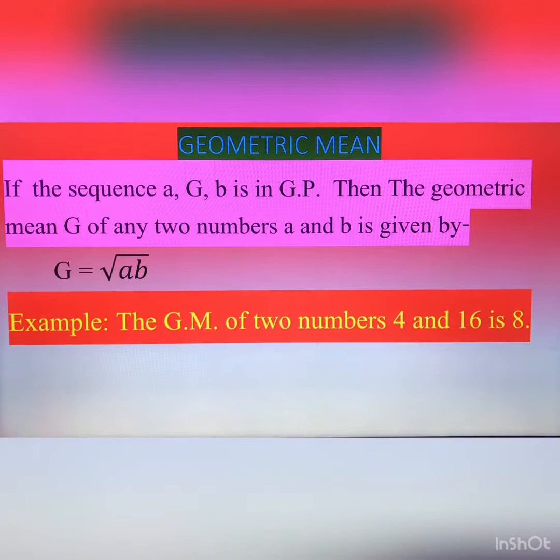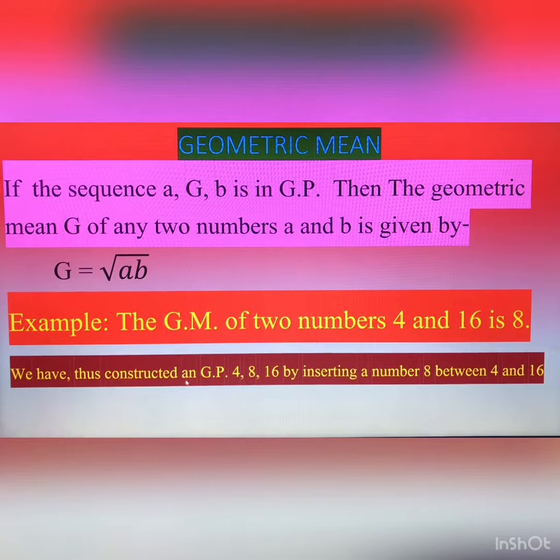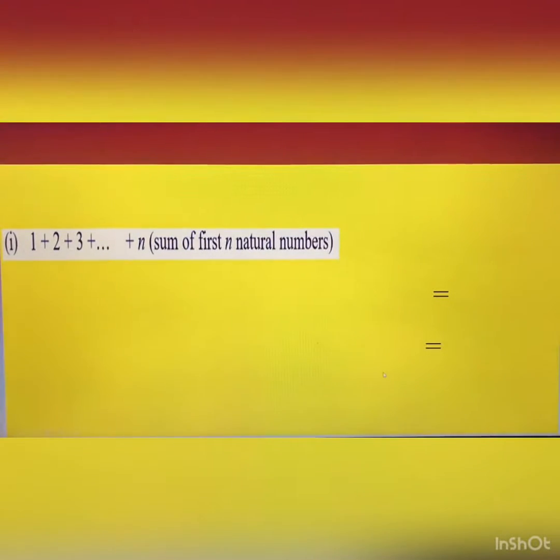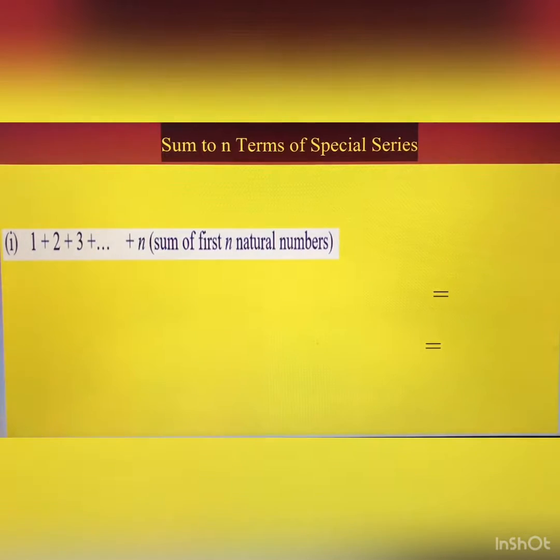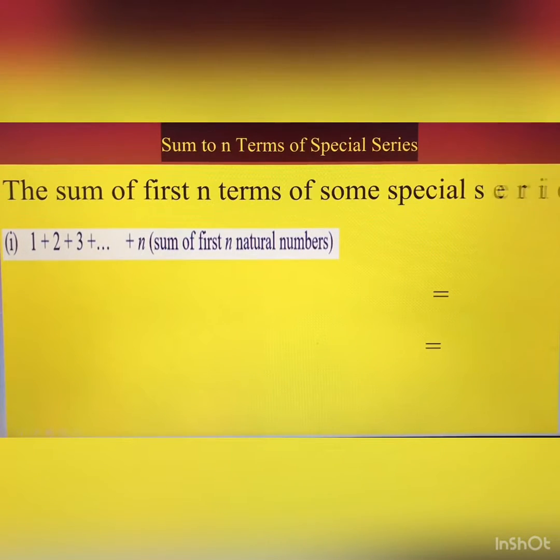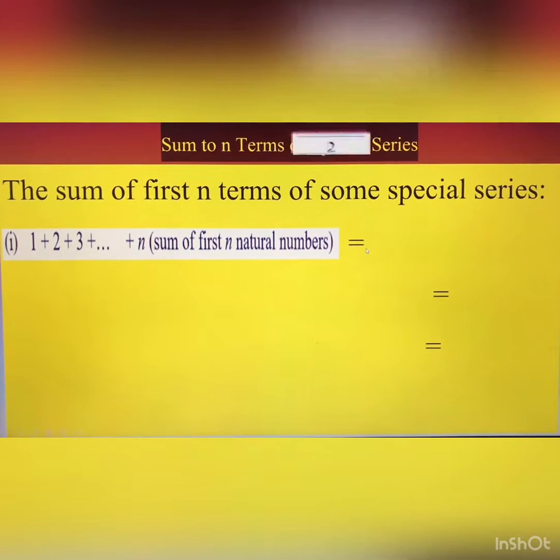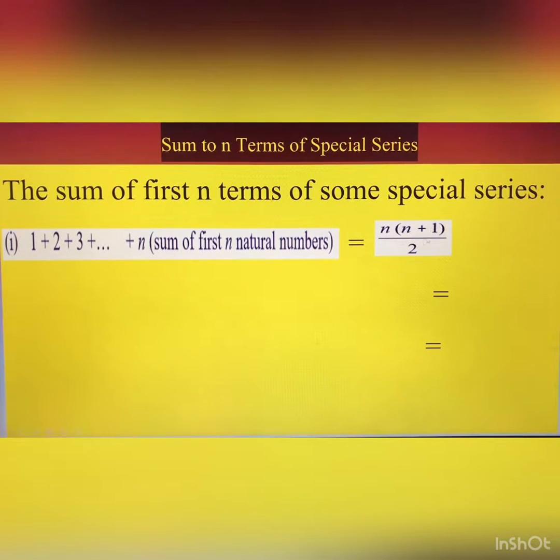Let us understand with an example. The GM of 2 numbers 4 and 16 is 8. Why? Because when you put the values of 4 and 16, 4 into 16 is 64, and the root of 64 is 8. So this is the geometric mean of 2 numbers 4 and 16. So we have constructed a GP, that is 4, 8, 16, by inserting the number 8 between 4 and 16. Now the sum of special series: the sum of natural numbers is denoted by n into n plus 1 by 2.